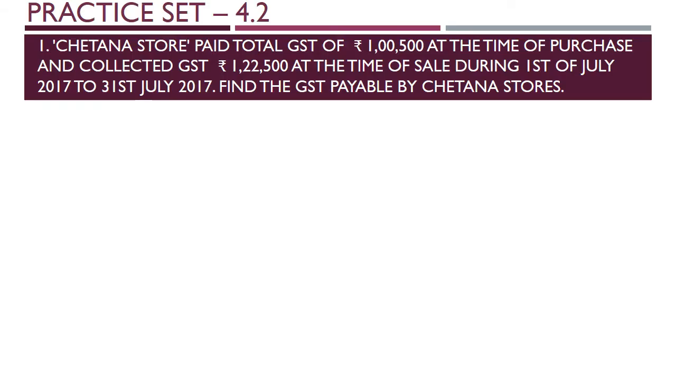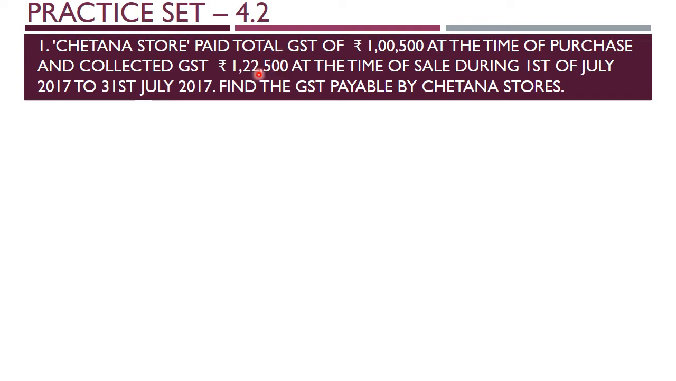This is the first example in the exercise. Chetna Store paid total GST of rupees 1,05,000 at the time of purchase and collected GST of 1,22,500 at the time of sale during 1st July 2017 to 31st July 2017. Now find the GST payable by Chetna Stores. Here, paid total GST of 1,05,000 and collected total GST of 1,22,500. So paid GST, collected GST.